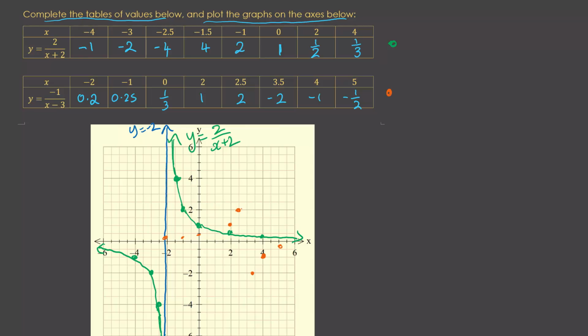Well, once again, that looks to me like the asymptote has moved. The asymptote now seems to be y equals 3. We know the shape of the curve, which is how I was able to identify the asymptote. The horizontal asymptote is still the x-axis. And seems to go like this. So this orange one is y equals -1 over x minus 3.